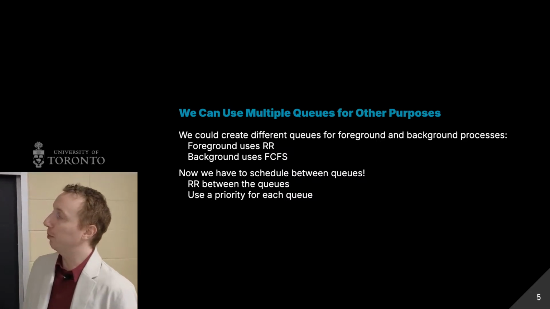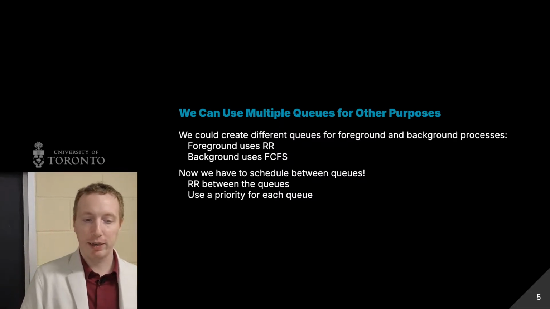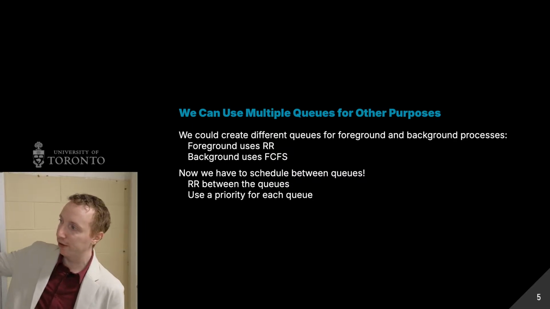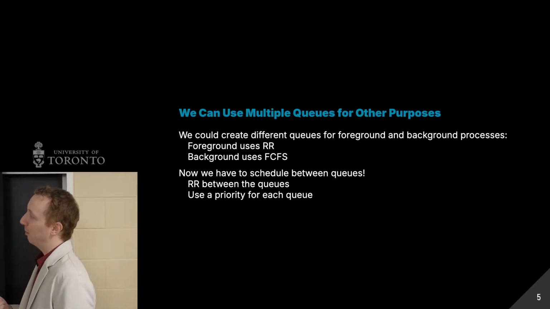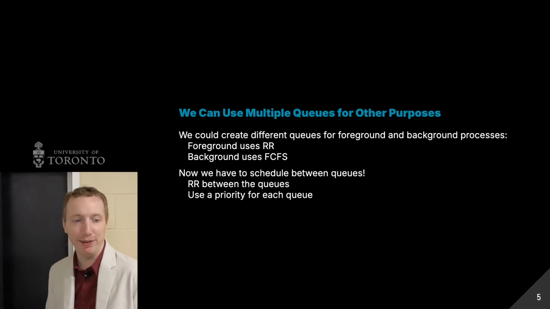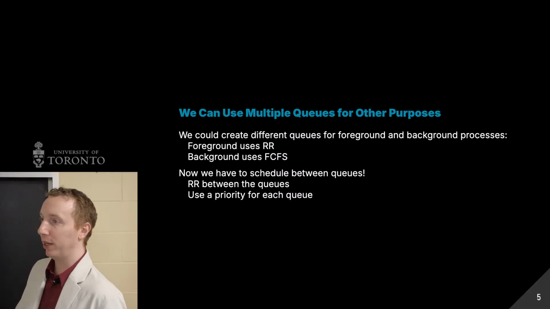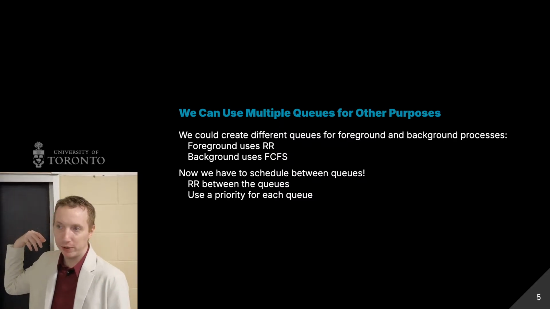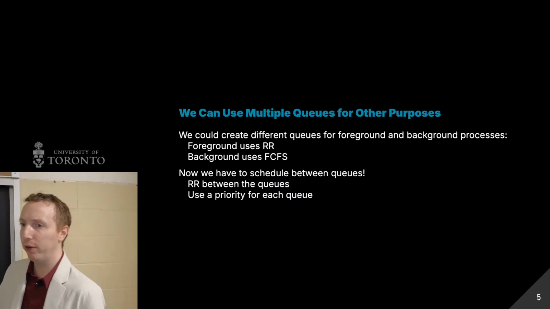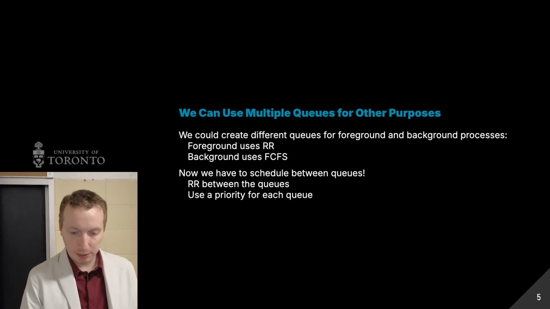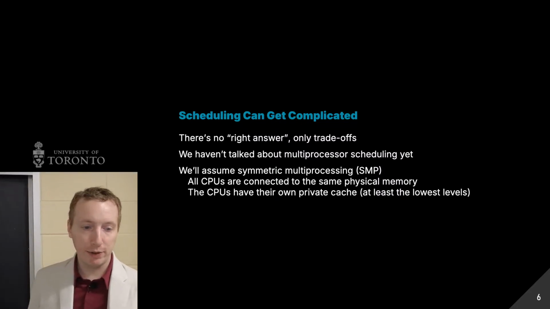I might also use multiple queues for other purposes. So maybe I just do what we said. I could create different queues for foreground and background processes. Foreground round robin, background first come, first serve. But again, now I have to schedule between background and foreground processes. So maybe I round robin between foreground and background. Maybe I use a priority for each queue. Maybe I say foreground's a higher priority than background. Who knows? Again, with scheduling, there is no one true answer because it's always just a trade-off. People just tack things on. So, like I said, no right answer, only trade-offs.